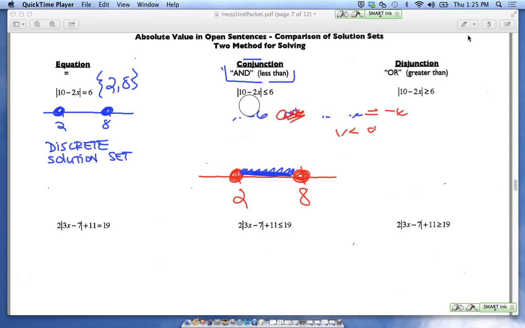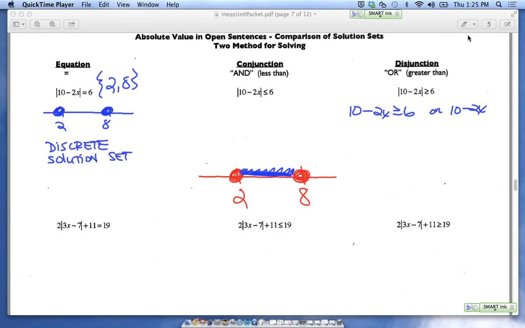And I will leave my graph up. Okay, for disjunction, very much like conjunction, everything remains the same for bifurcation. 10 minus 2x is greater than or equal to 6, or 10 minus 2x, now I reverse my inequality, less than or equal to -6. And solving this down, I end up with x is less than or equal to 2, or x is greater than or equal to 8.